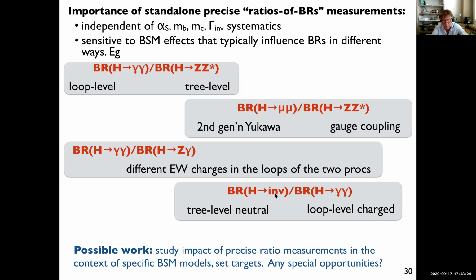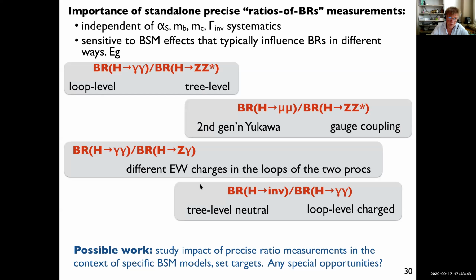Higgs to invisible means that we are talking about something which is neutral because it's invisible. Higgs to gamma gamma requires in the loop, obviously, the presence of something which is charged. So it's completely different physics that will affect these two. And therefore, measuring very precisely these ratios could be a sensitive way of disentangling the presence of new physics.